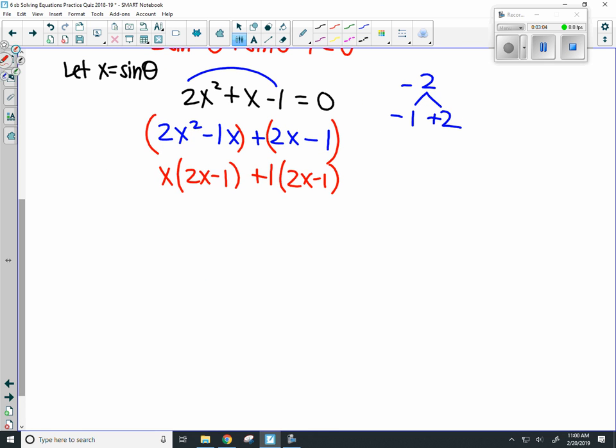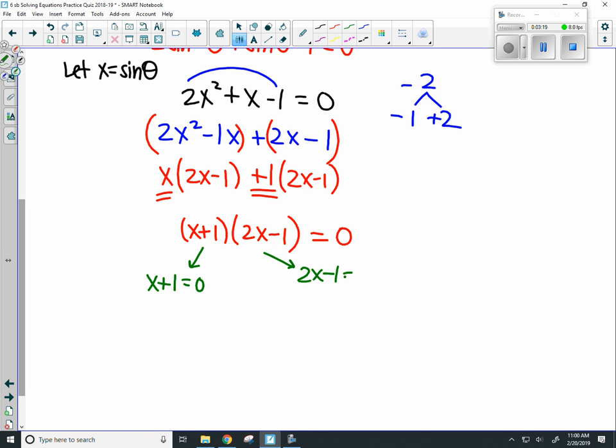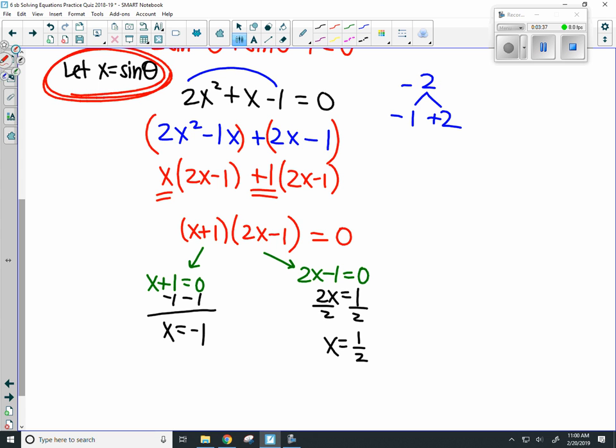So the factored form is going to be x plus 1 and 2x minus 1. Once you get it factored, go ahead and set each factor equal to 0 and solve for x. So for the first factor, we're going to get x equal to -1. From the second factor, we're going to get x equal to 1/2. All right, once you get x by itself, go back and look for this statement where you said what x was equal to. That's an important one.